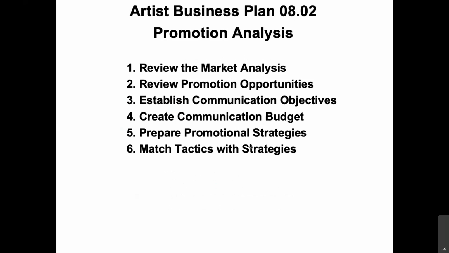So we talked about the market, and that could be a demographic market. It also could be a physical market, like a city or an area of a country. So review the market analysis, and then from there, look at the promotion opportunity. And then from that point, you can establish your communication objectives on those opportunities. You're going to send a letter, give them a phone call, follow up with email, or text some of these promotion opportunities. What is it that's going to be there? And then budget for this.